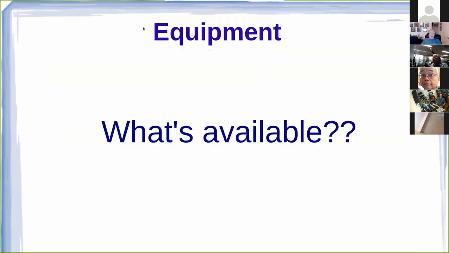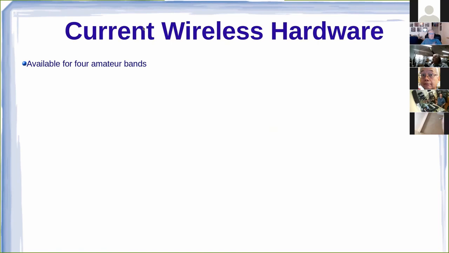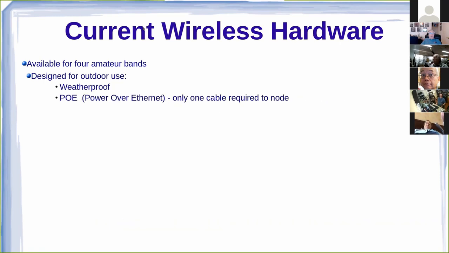So you want to get on? You need some equipment. What's out there? Here's what you can get. Like I said, 4 bands. They're designed for outdoor use. They're weatherproof, and they have PoE, power over Ethernet, so you only have to string one cable up that carries both power and data.